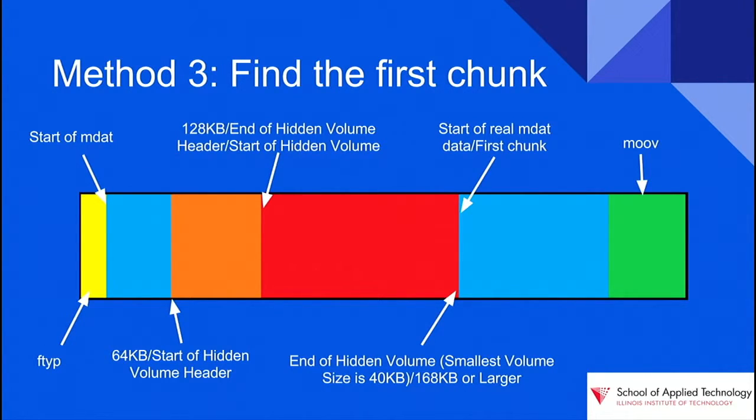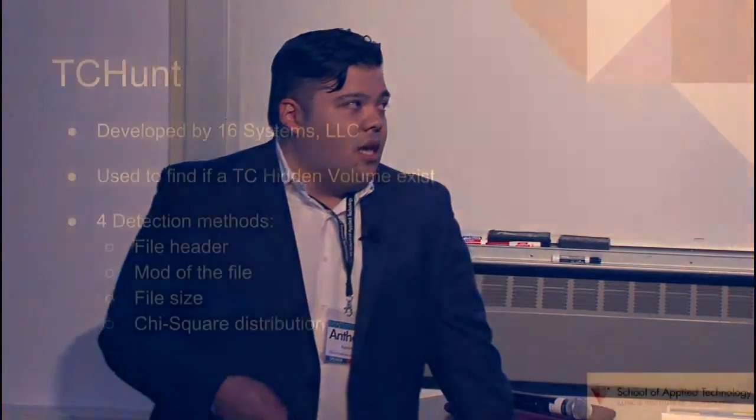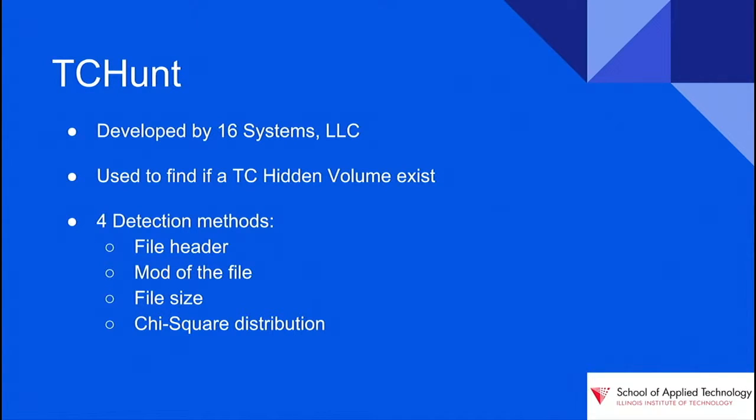So the last method we went into was trying to figure out if we could analyze the TrueCrypt VeraCrypt header. We weren't really sure how you compare compressed data and encrypted data. How can you confirm this is compressed data and this is purely random data? Well, we found one tool online for analyzing TrueCrypt volumes, called TC-Hunt. What TC-Hunt does is it analyzes file headers, the mod of the file, and the file size. Those first methods don't really do anything for us, because the file header is going to be an MP4 file, so that already messes that up.